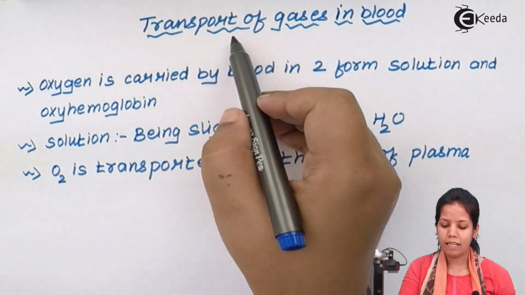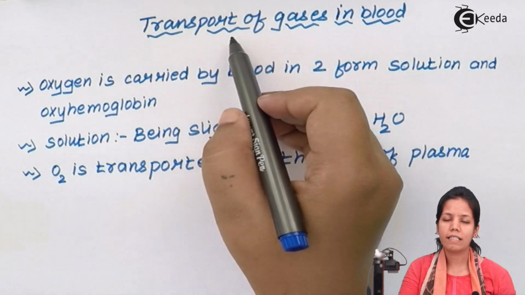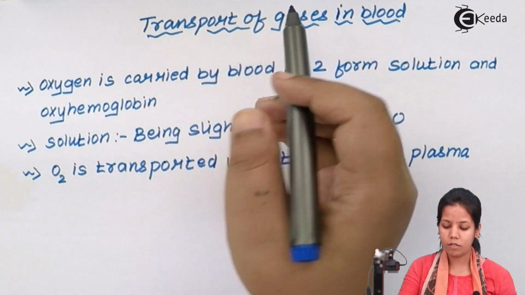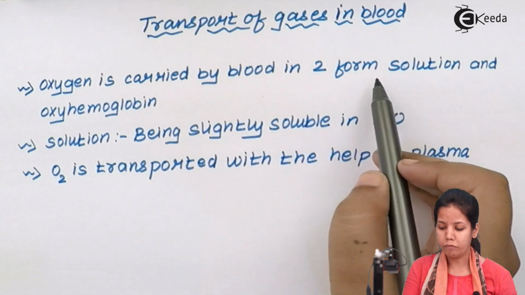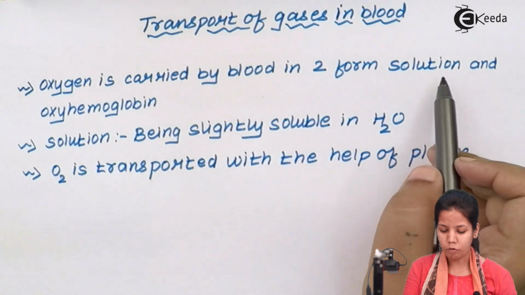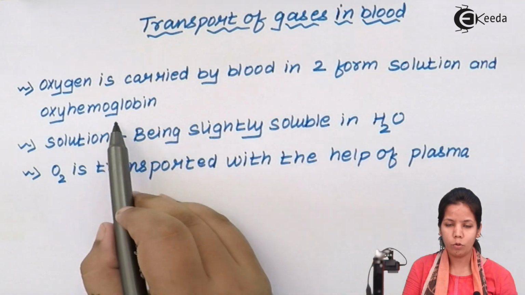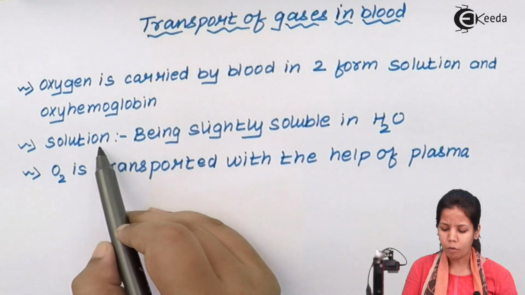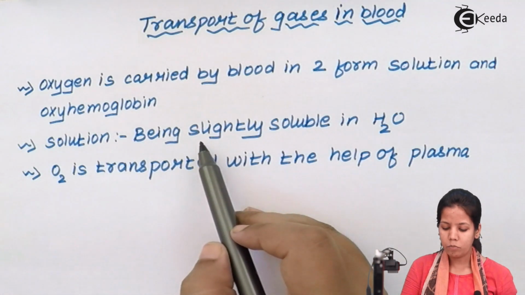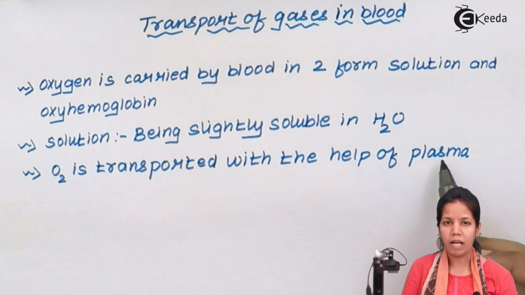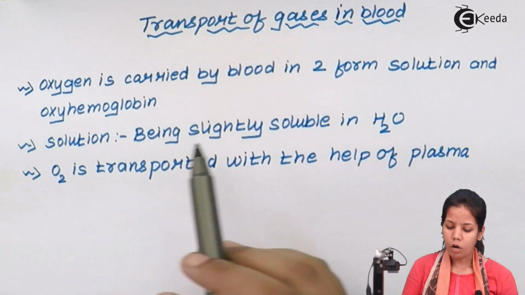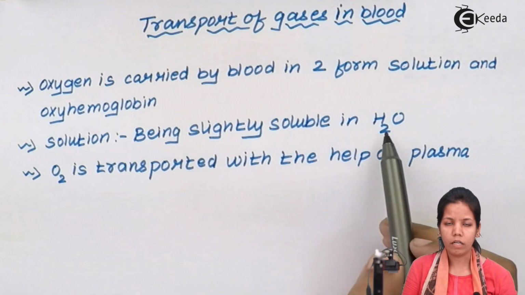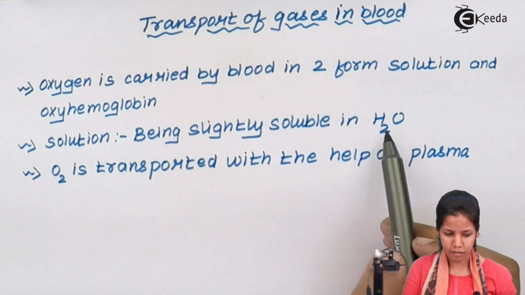Transport of gases in blood. Now, the major gas that has to be retained inside your body is oxygen, and oxygen can be carried out in blood in two different forms. One is the solution form, and another one is the oxyhemoglobin form. Solution form is nothing but oxygen is transported with the help of plasma cells in your body or in your blood cells basically. Now, oxygen being slightly soluble in water can aroundly stick inside your blood cells and travel with the help of plasma cells.